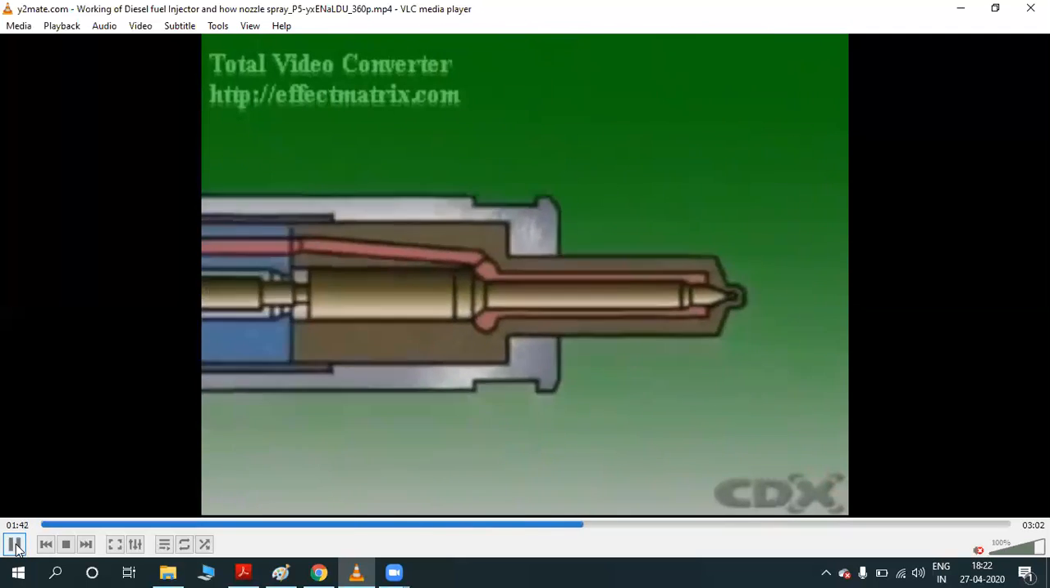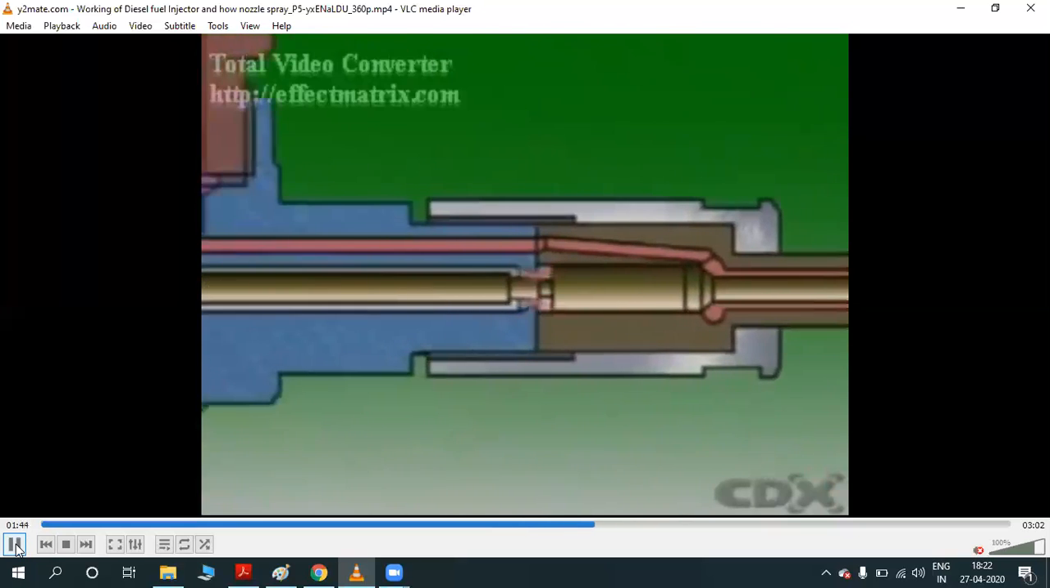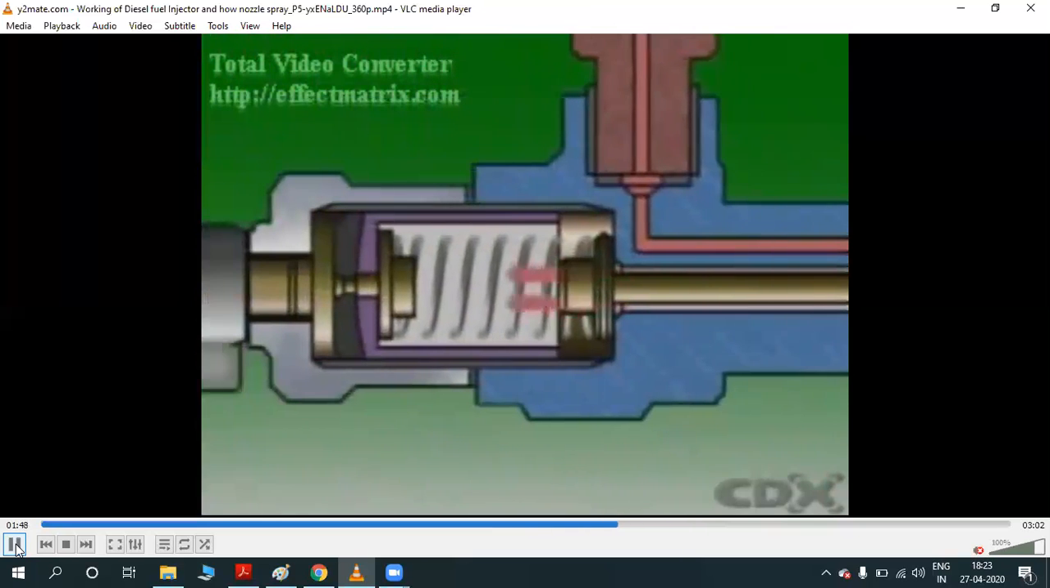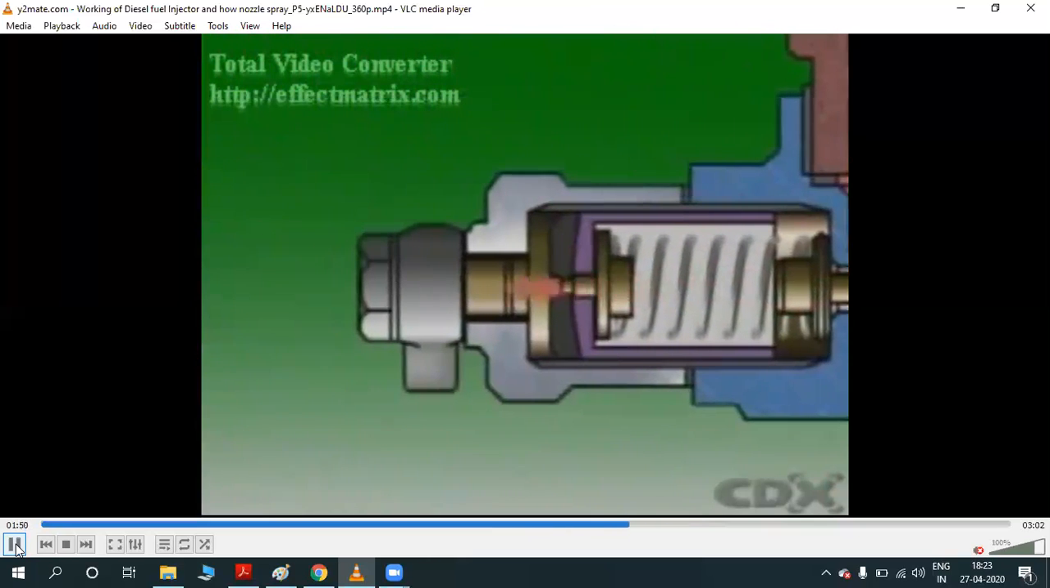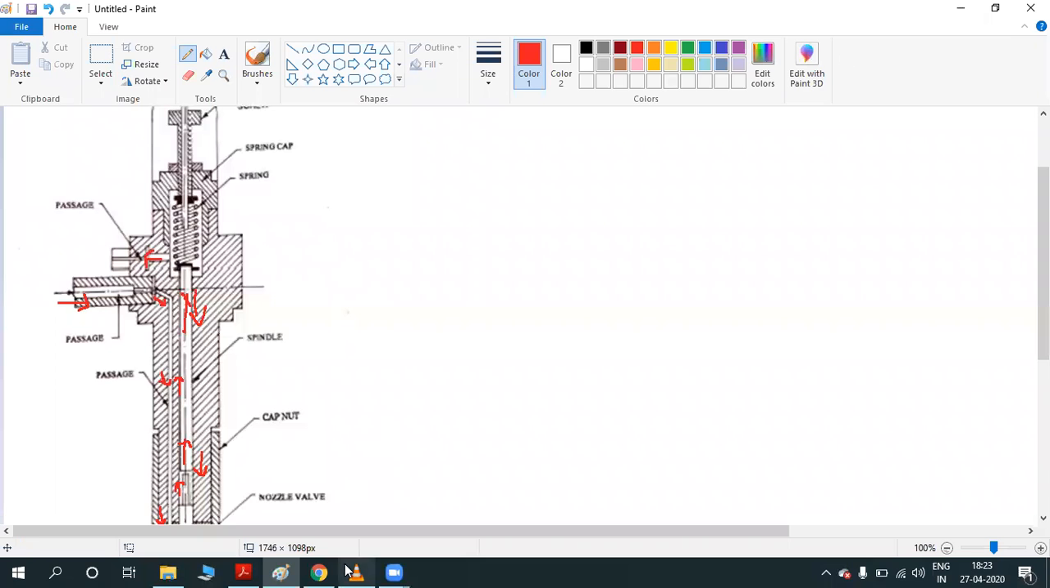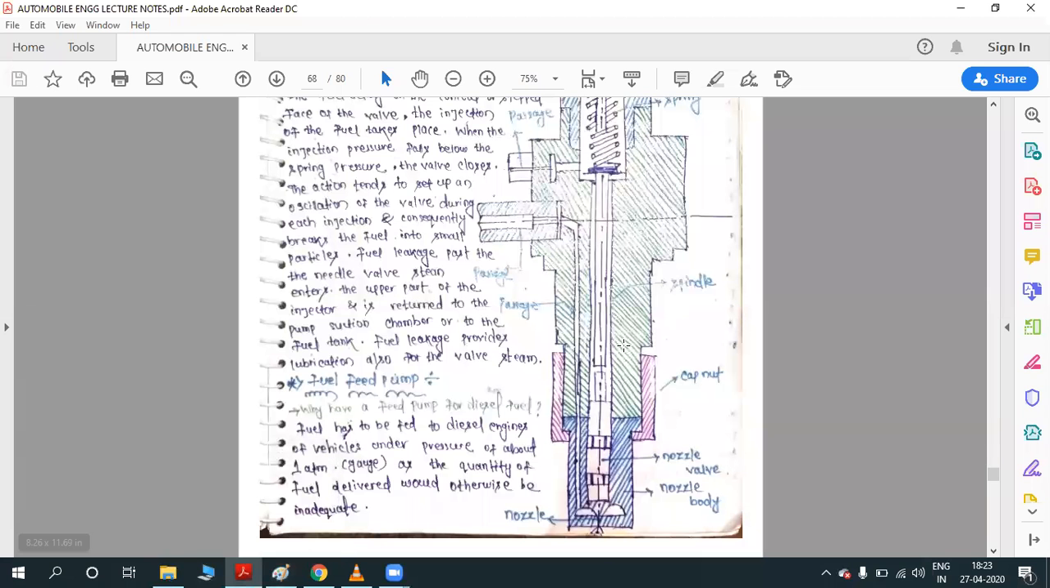And similarly, you can see some amount of fuel is going through to lubricate all the different parts. This is only for lubrication purpose, and after lubricating, from the second passage it goes back to the fuel tank. So this is your fuel injector or atomizer.